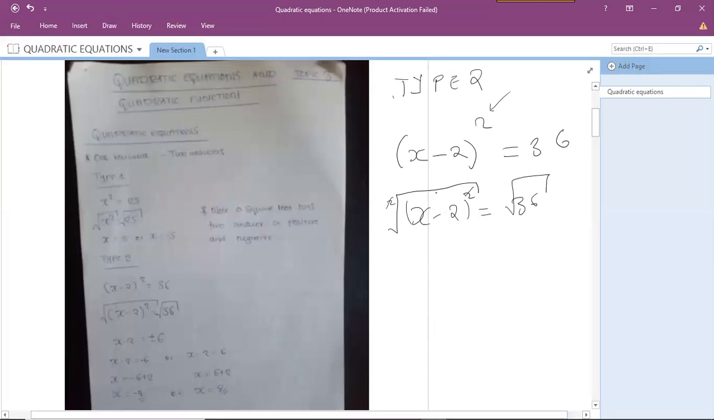All right, so once we square root this side, we're going to have x minus 2 is equal to plus or minus 6. So you've seen that here we are programming each other towards the quadratic formula. So this part here, let me even highlight it. I like to highlight in green.